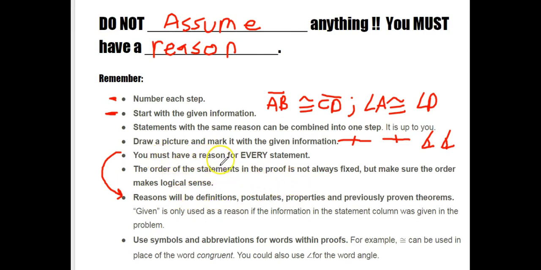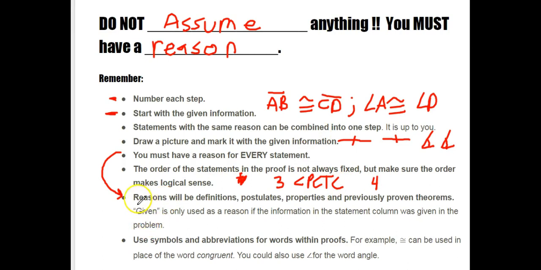The order of the statements in the proof is not always fixed, but make sure the order makes logical sense. We may have two different proofs that prove the same thing correctly, and I may have something as step one, because step one is probably going to be your givens. But I may have step 3 as CPCTC, okay? And you may have that as step 4. Doesn't really matter as long as you get to the same ending, as long as it makes sense, okay?